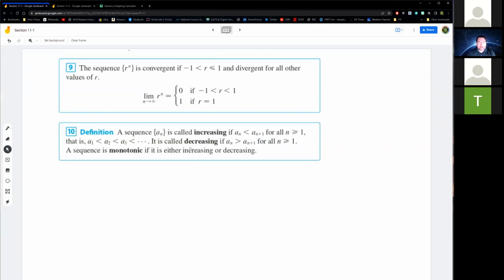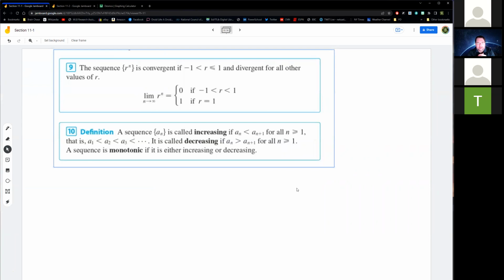All right. One more quick definition. A sequence is called increasing if every value as we go up gets bigger and bigger. It is called decreasing if every value gets smaller and smaller as we go up. It's monotonic if it's either increasing or decreasing. So if it's always increasing or always decreasing, then it's monotonic.